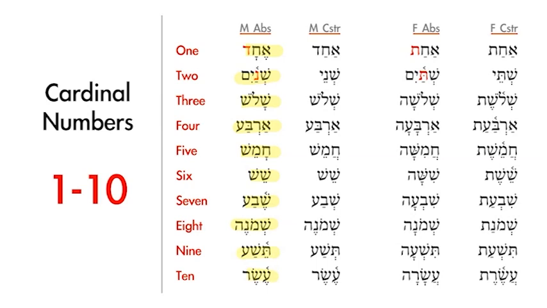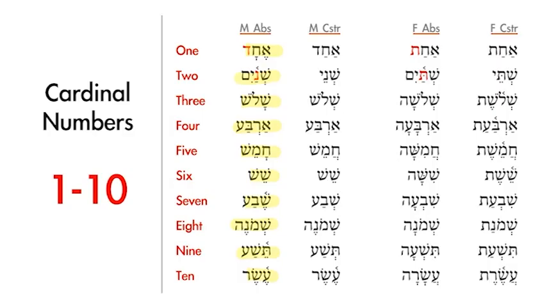Let me read through them again quickly for review. Echad, Shnayim, Shalosh, Arba, Chamesh, Shesh, Sheva, Shemoneh, Tesha, Eser. These numbers must be memorized as vocabulary items. It's also fun to be able to count in Hebrew, and so it's fun to memorize them in order.